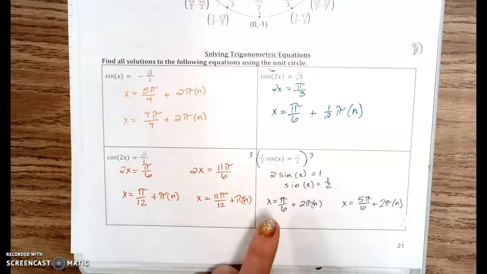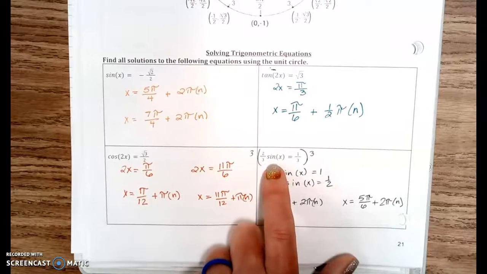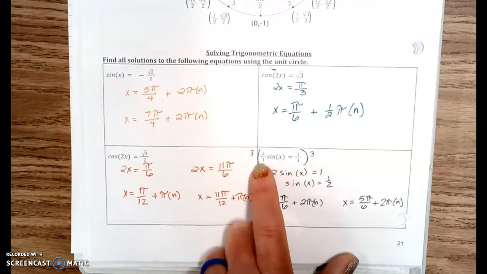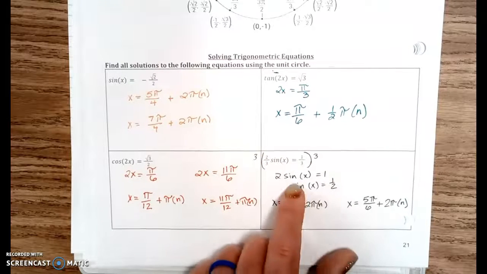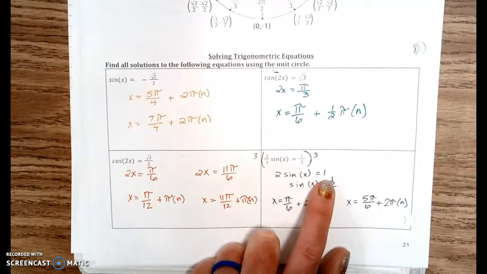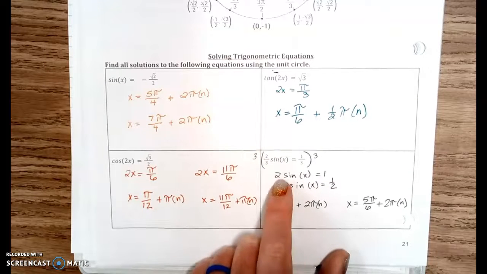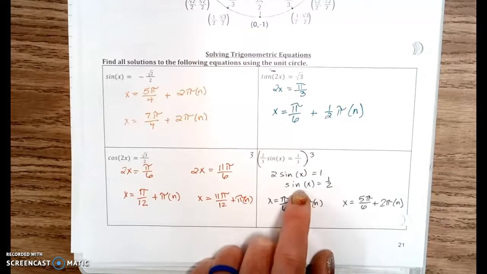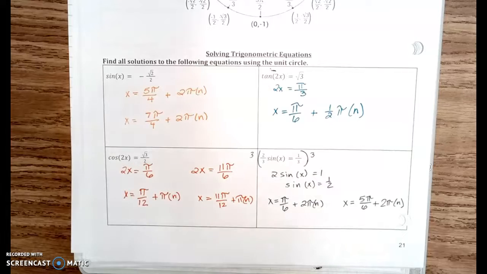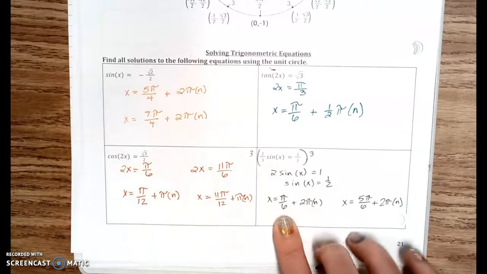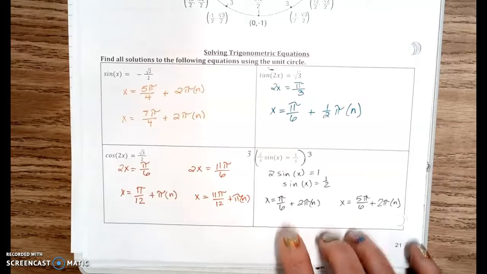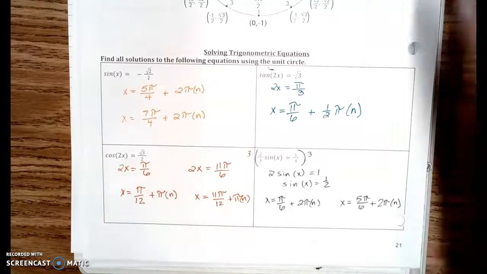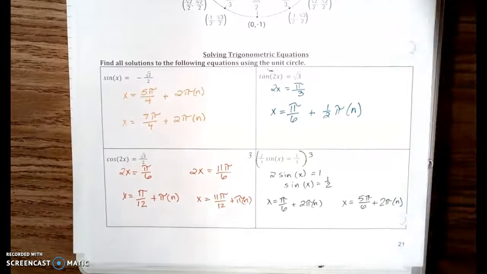In the last box, we want to get rid of the 1/3, so we multiply both sides by 3, giving us 2 sine of x on the left and 1 on the right. Then we're going to divide by that 2, so we want to know where sine is equal to 1/2. It's happening in 2 spots. It's happening at pi over 6, and it's happening at 5 pi over 6. And then it's going to happen every 2 pi rotation.